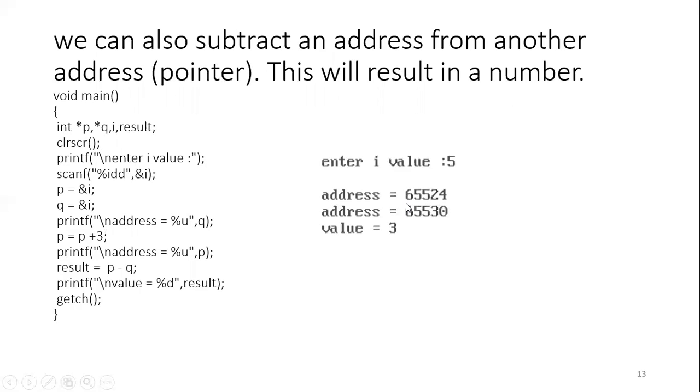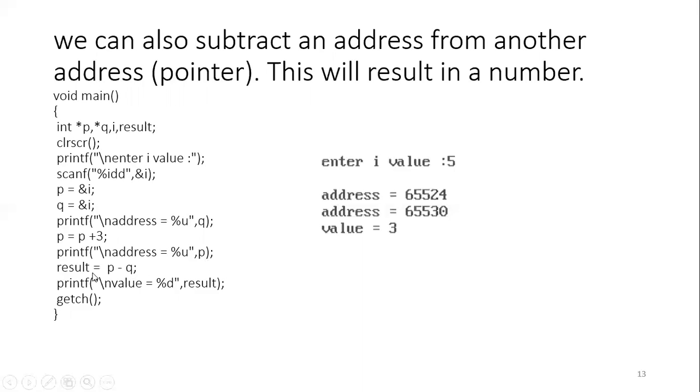65,524. That is, it is nothing but the address of I. Now I am incrementing the value of pointer P. P is equal to P plus 3. So now, if Q is 65,524, plus 3 means we will get the result as 65,530.